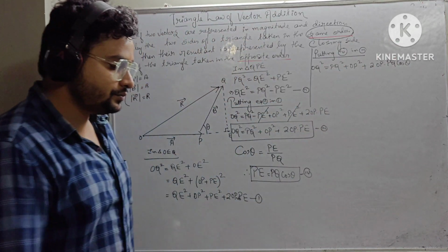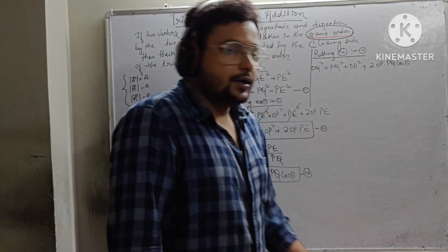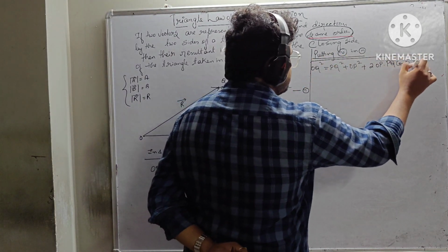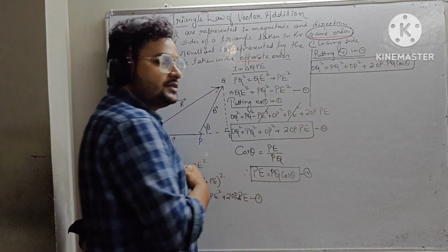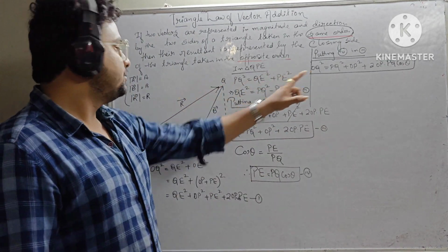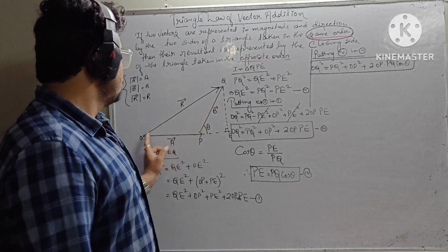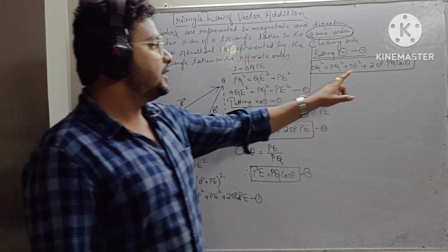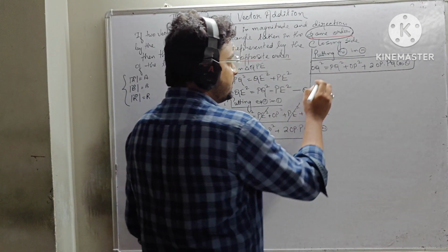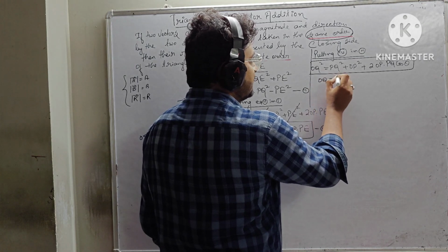PQ cos theta. Okay. Now, this expression that we are getting, we know all the terms of this expression. OQ also you know. What is OQ? It is the magnitude of R. PQ is B. OP is A. Here we have OP and PQ and cos theta. Theta is the angle between the two vectors. Remember this one.